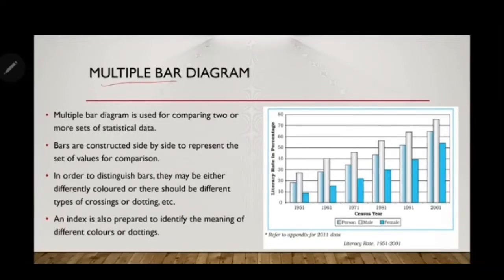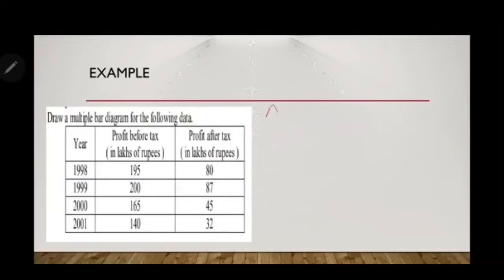As I have already told you that simple bar diagram is used to represent a single set of numerical data. But when we have more than 2 or 3 categories of variable, then we use multiple bar diagram. In the case of multiple bar diagram, adjoining bars are drawn in order to show different types of data. It can be seen that I have given this data of profit before and after tax. Again, on x-axis, I am going to represent years 98, 99, 2000 and 2001.